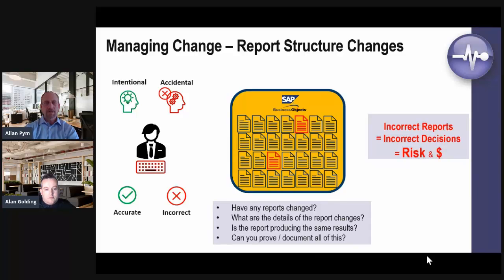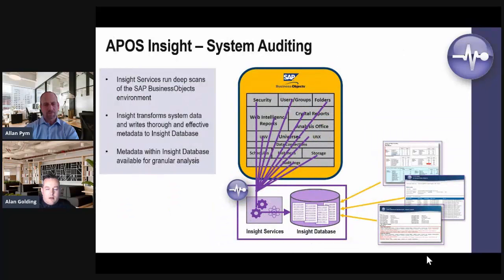And Alan Golding joining in here. We work with customers with APOS Insight, helping them use that solution to understand their challenges. So if you could speak a bit about what APOS Insight is and how it functions.